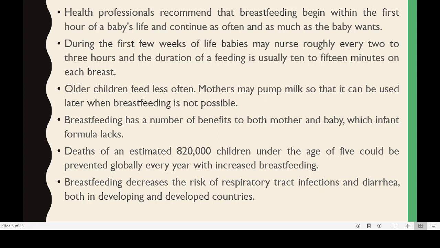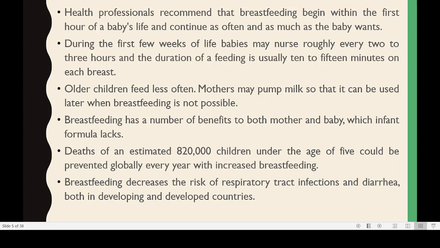And mothers may pump milk so that it can be used. There is a device available in the medical shop called a breast pump. It is a small device, because when you are a working woman, it is not always possible to feed your baby properly. Maybe you leave the house at 7 or 7:30 in the morning and come back at 6 o'clock. Then the child may be taken care of by someone else in your house, maybe your mother or somebody else. In such a situation, the child still needs milk.